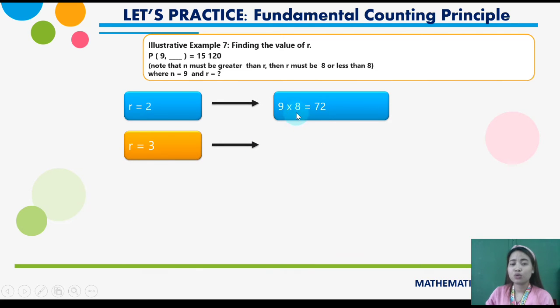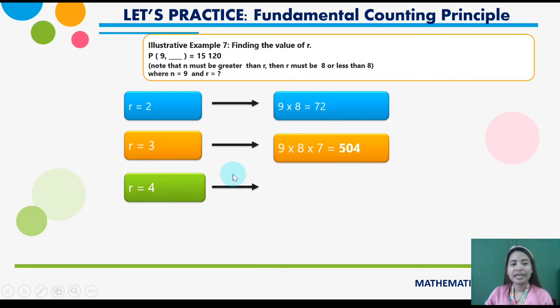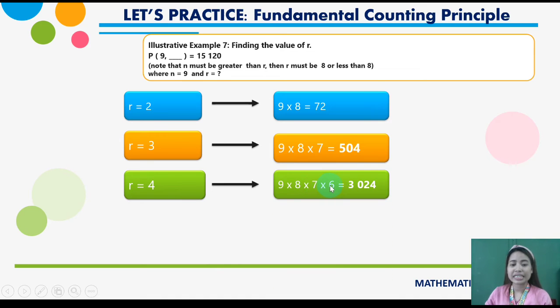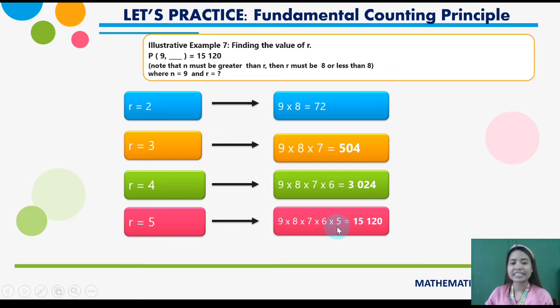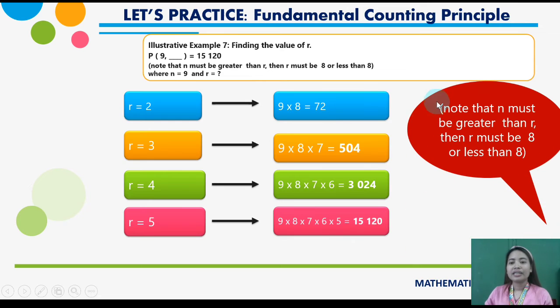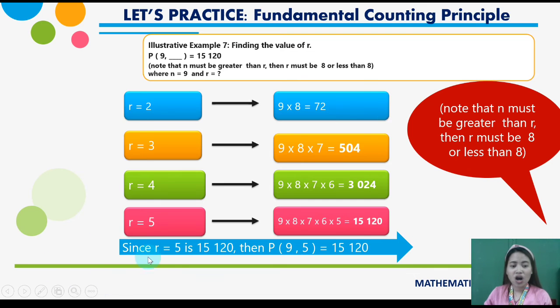So we need to multiply 3 numbers. We have 9 times 8 times 7 is equal to 504. Then r is equal to 4. So we have 9 times 8 times 7 times 6 is equal to 3,024. Then r is equal to 5. We have 9 times 8 times 7 times 6 times 5 is equal to 15,120. Since r is equal to 5 gives 15,120, this is the correct answer.